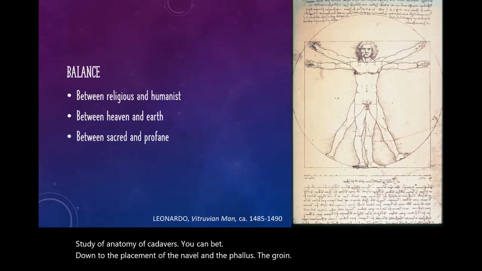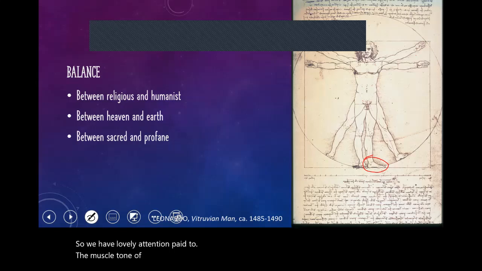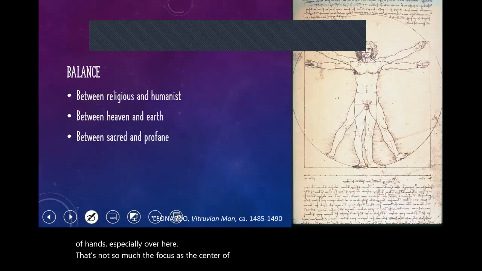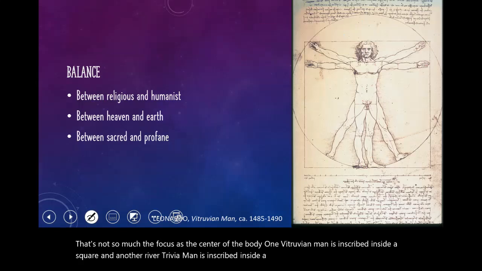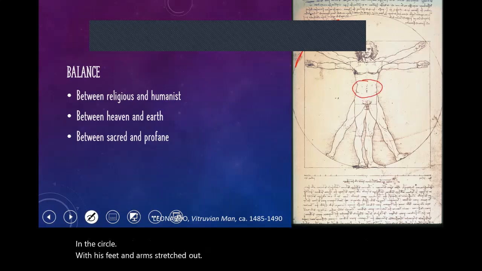So we have lovely attention paid to the muscle tone of each leg, each hand. We have lovely shading on the palms of hands, the heels of hands, especially over here. That's not so much the focus as the center of the body. One Vitruvian Man is inscribed inside a square, and another Vitruvian Man is inscribed inside a circle. So the man in the circle, with his feet and arms stretched out, the center of the circle is his navel, the belly button. That is a symbol of the sacred.